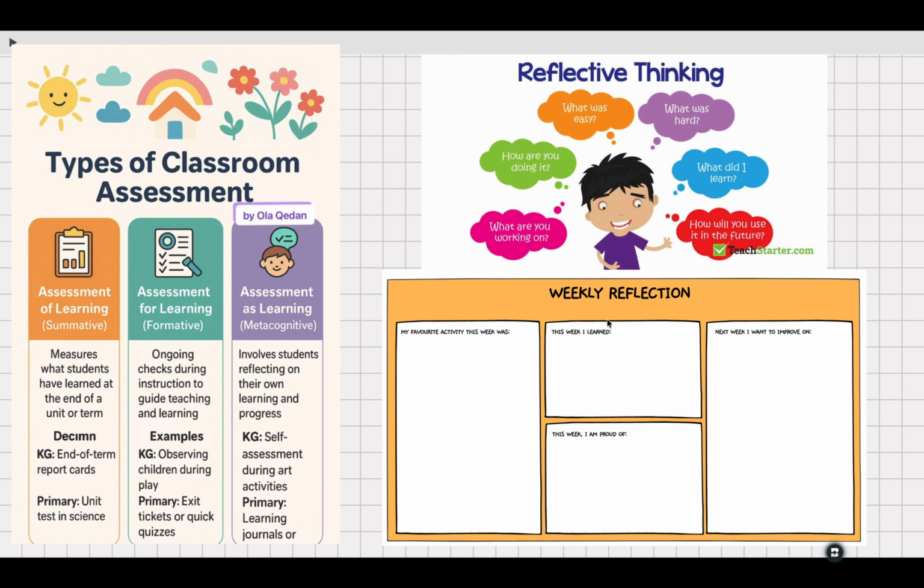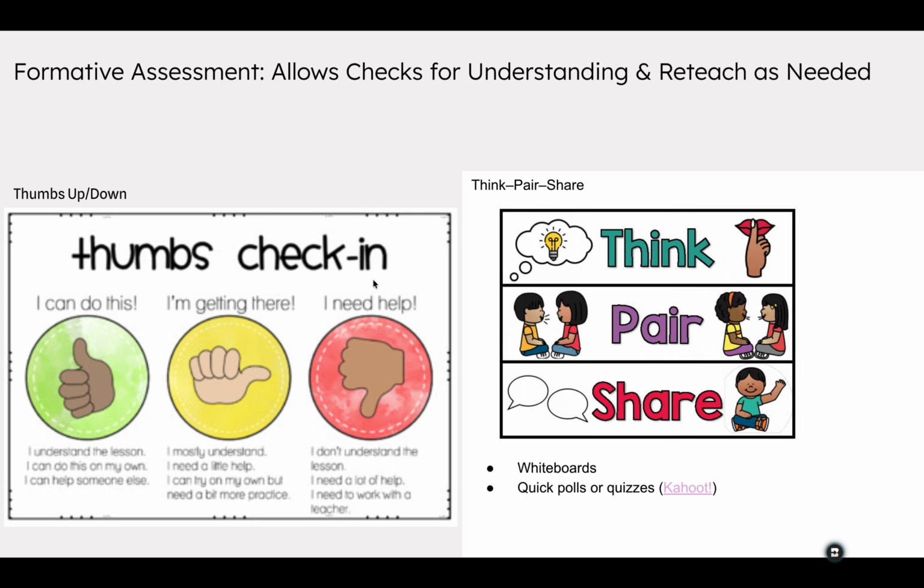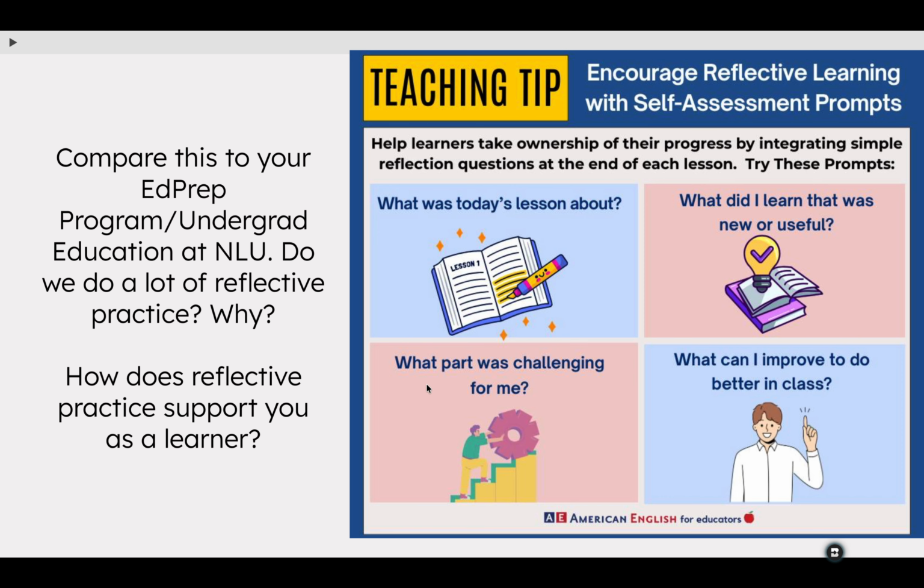For example, doing a weekly reflection or a daily reflection with students, reflecting on their learning at the end of the lesson, thinking: was it easy? Was it hard? What did you learn? How could you use it in the future? This metacognitive piece is really important in terms of making it a pearl. Other ways are thumbs up, thumbs side, thumbs down, think, pair, share, Kahoot, or other polls.